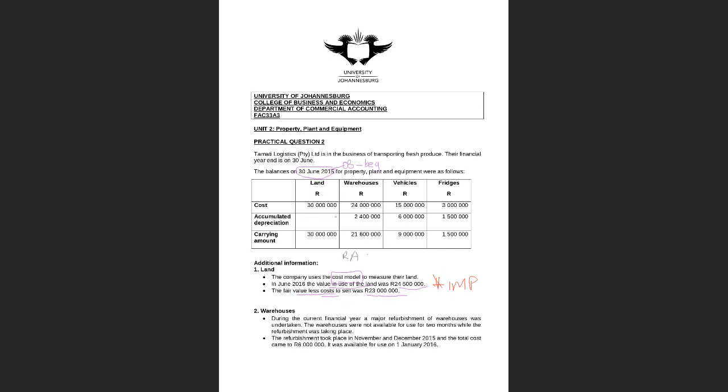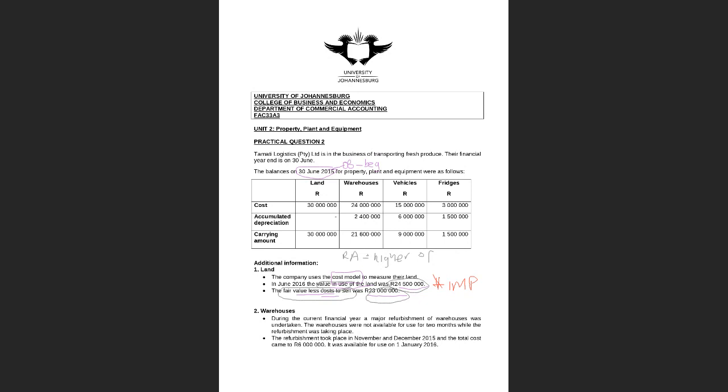The recoverable amount is equal to the higher of what? It's the higher of these two here: the first one, the value in use, and the second one, the fair value less cost to sell. You need to look at these two values and see which is the higher amount. Sometimes they might give you the fair value and the cost to sell separately, and then you need to work out the fair value less cost to sell. Here they gave you the amount minus the cost to sell already, and it's 23 million.